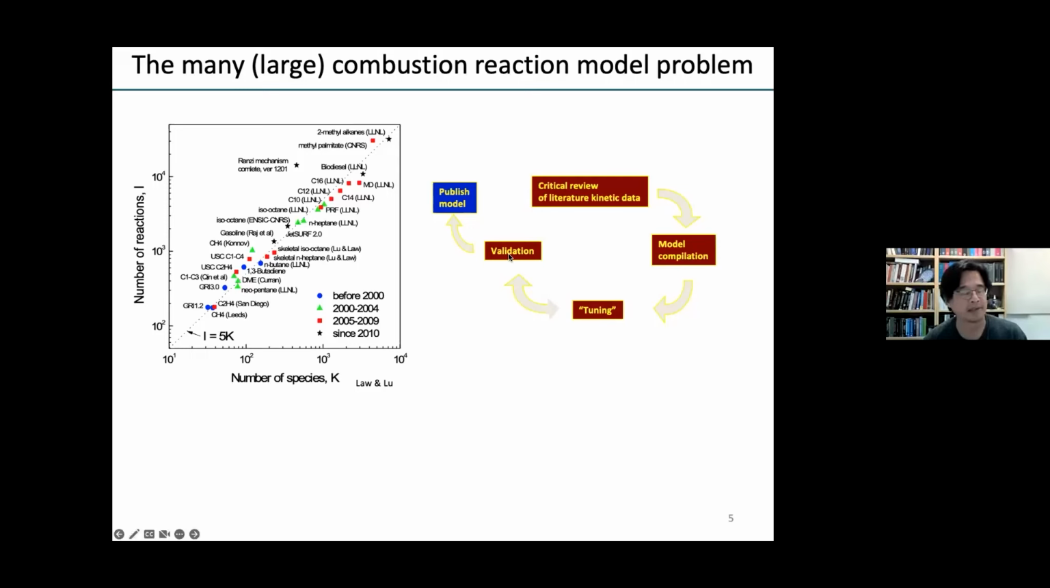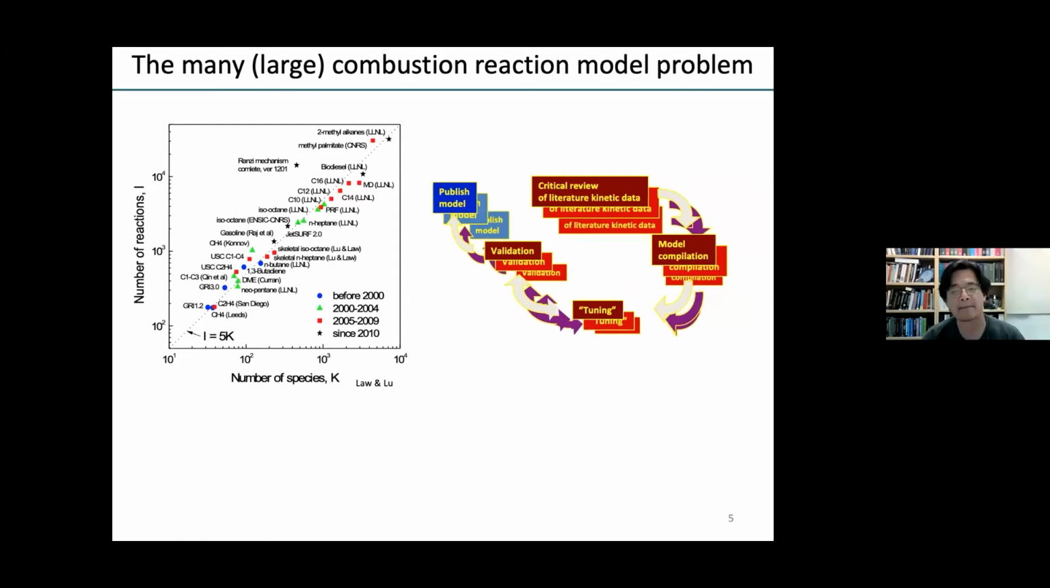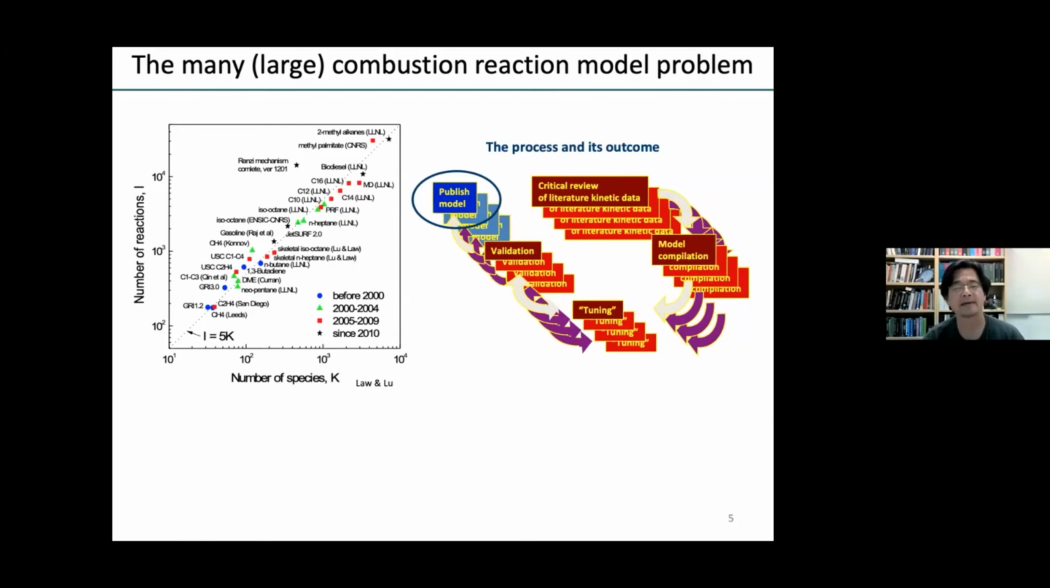Then we use this big word called validation. That is, do lines as predicted by the model go through a certain set of data, and from there we will publish the model. Because there are many hydrocarbons that we have to consider, this has led to many models. Okay, so there's a many large combustion reaction model problem, and for a user, you often are left with the question of which model you should choose to use.